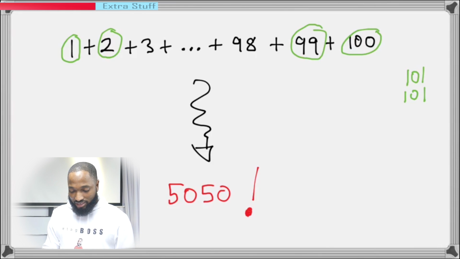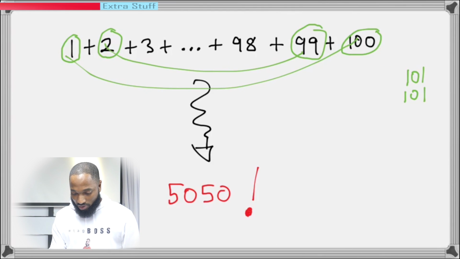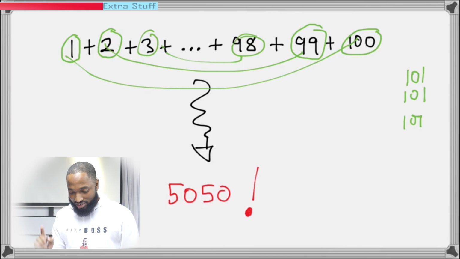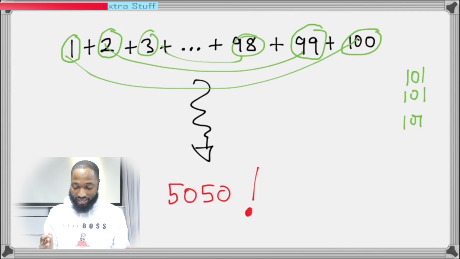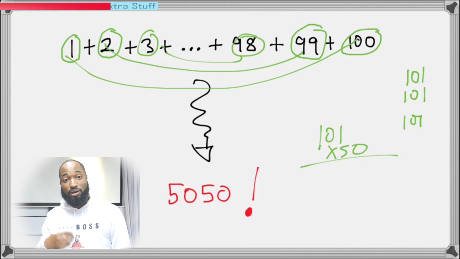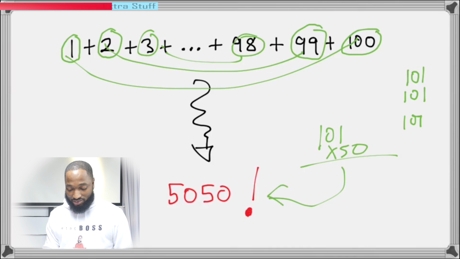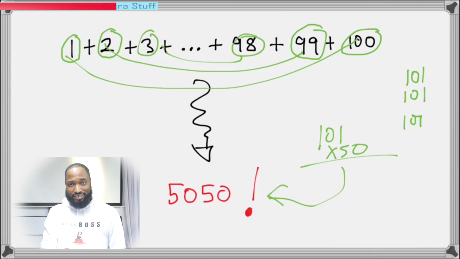It turns out that if we're going in a nice little series like this, here's the answer. There are pairs that will always add up to give me that 101. It's just to find out how many of those 101s we have. And since there are 100 numbers, there will be 50 pairs. So the answer is 101 times 50. And my boy, just multiply 101 times 50, and you can clearly see that's going to be 5050.